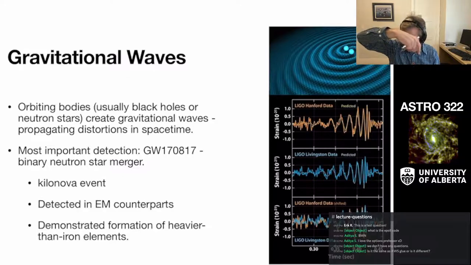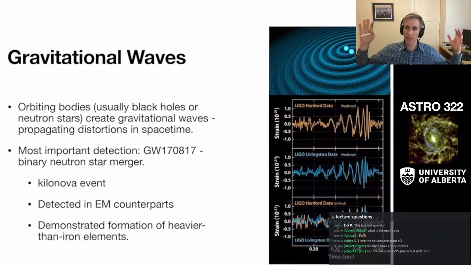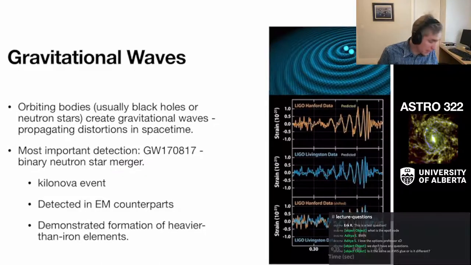A massive object moving through space-time creates a distortion of space-time. And if that distortion has a changing quadrupole moment, like two bodies orbiting around each other, it will produce radiation in the fabric of space-time that propagates outward at the speed of light. And these gravitational distortions can be detected because we can measure the distances between objects very carefully.